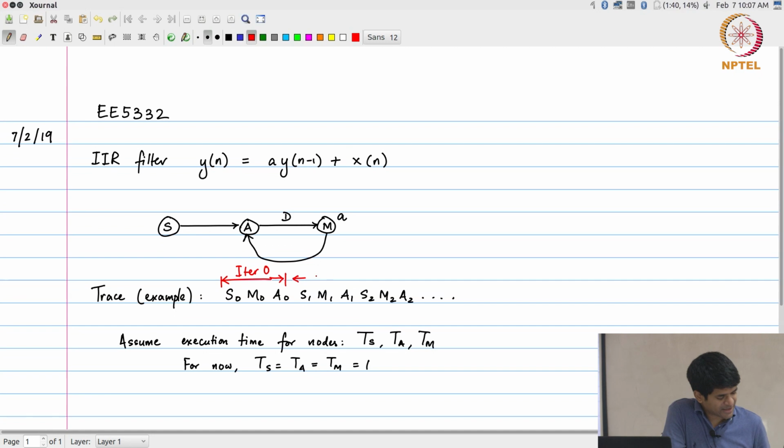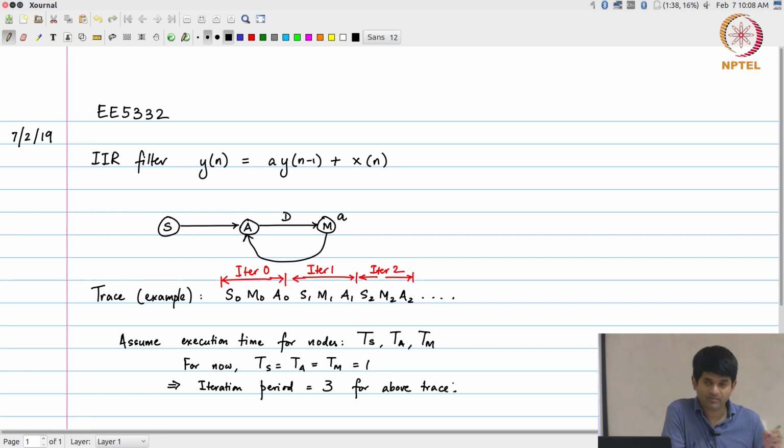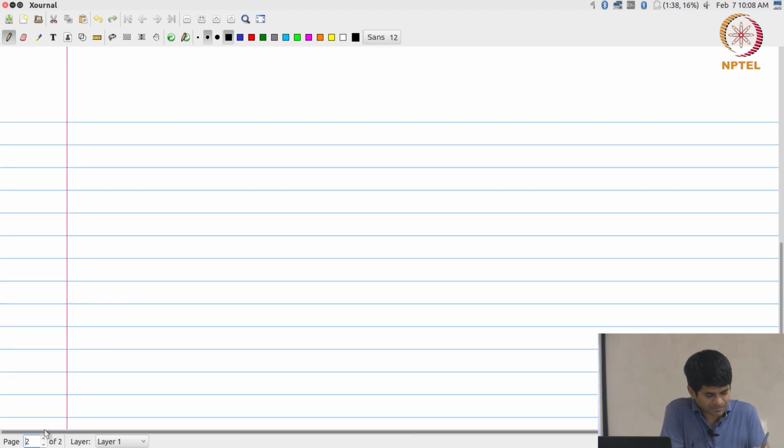This one I will call as iteration 1. This is iteration 2, etc., right? So the iteration period is equal to 3 for the above trace, okay? Now let's look at a slightly different trace for the same graph, okay?